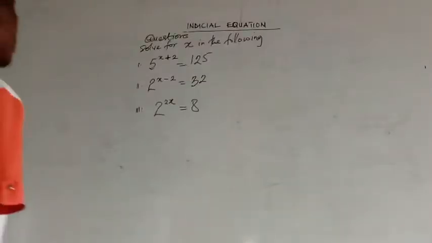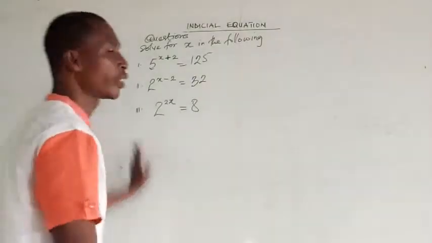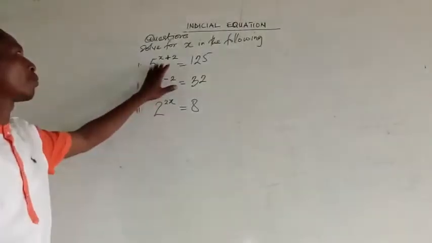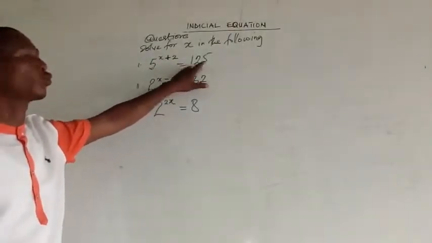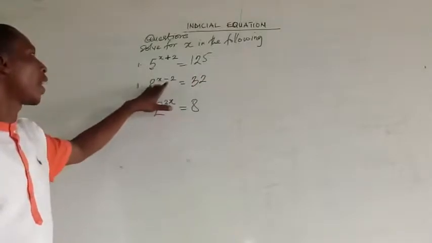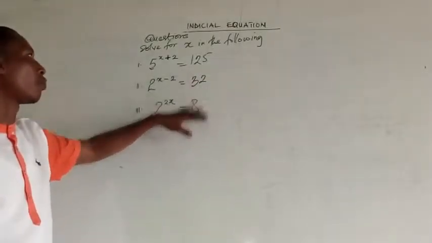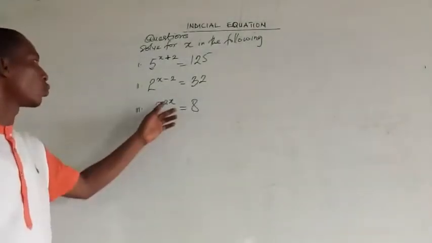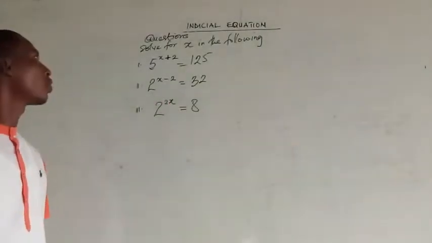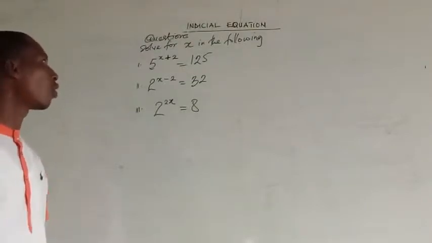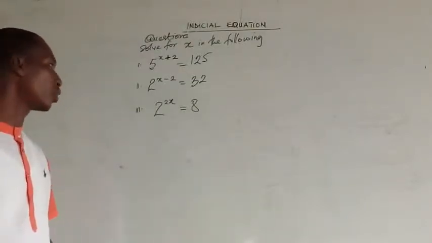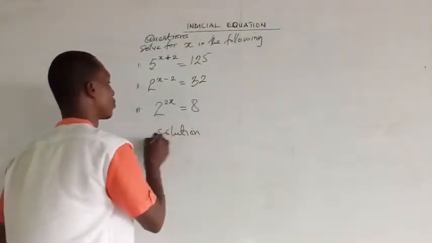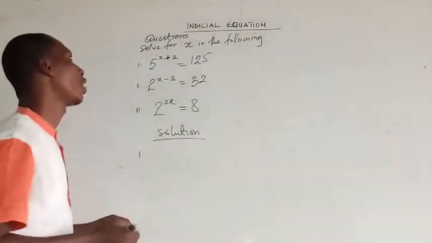So we have these questions to contend with, since I don't think we'll be wasting much time on this. The first question is 5 to the power x plus 2 equals 125. The second is 2 to the power x minus 2 equals 32, and the same as the last one: 2 to the power 2x equals 8. So we are supposed to solve for x in all these indicial equations. So, solution 1.